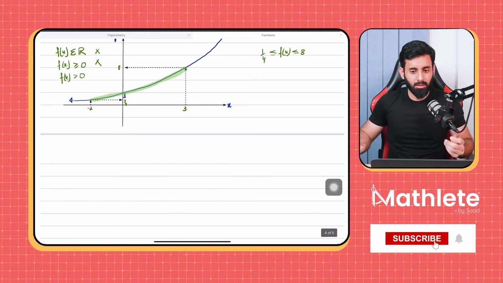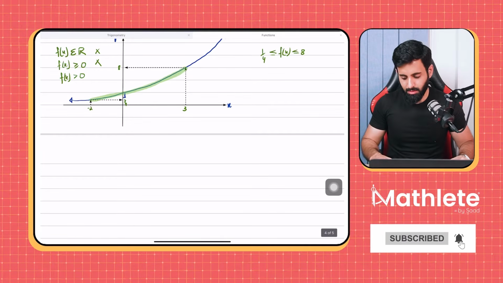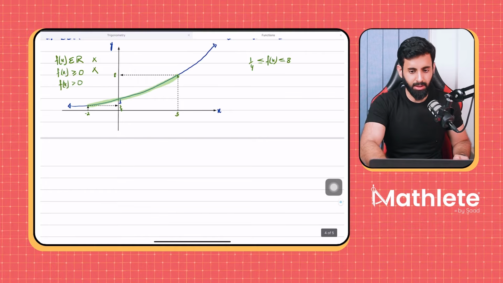Okay, so tell me the difference between function and relation. Okay, let's get to work, everyone, now.